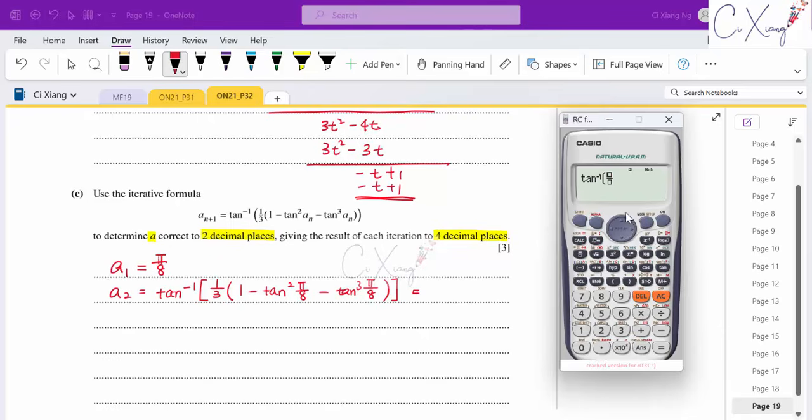Inside, I want to put a fraction with a 3 at the denominator. Then on top, I'm having 1, then minus tangent x squared. So for tangent x squared, I will open a bracket with tangent x, then square. Then minus tangent x cubed. So again, bracket, tangent x, then cube. Then close bracket.